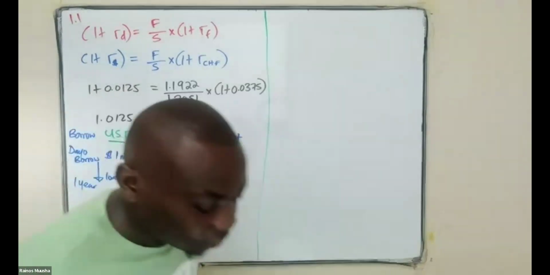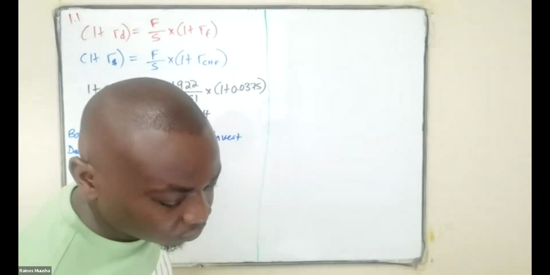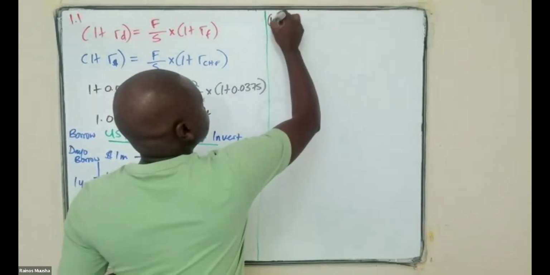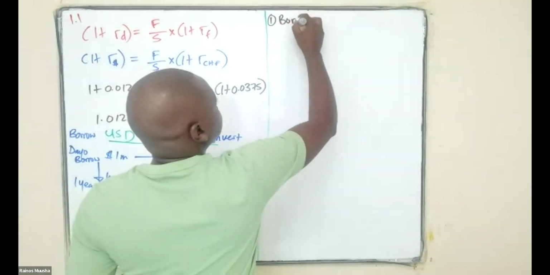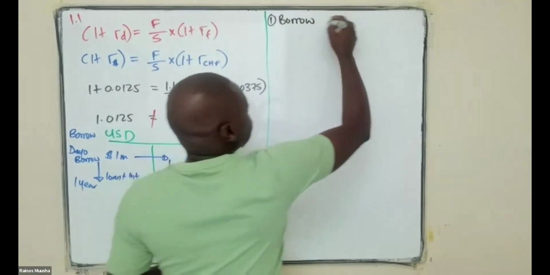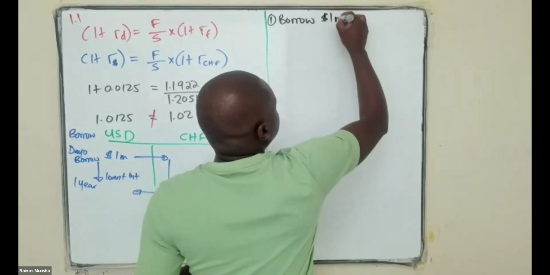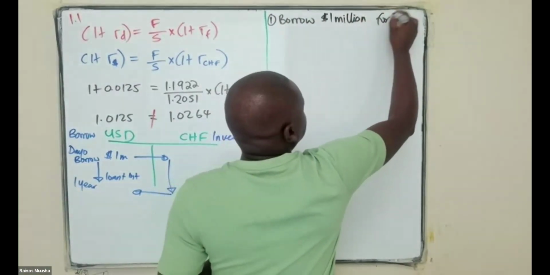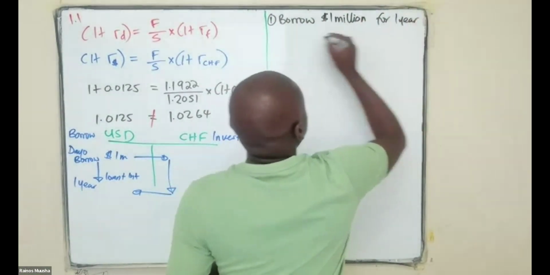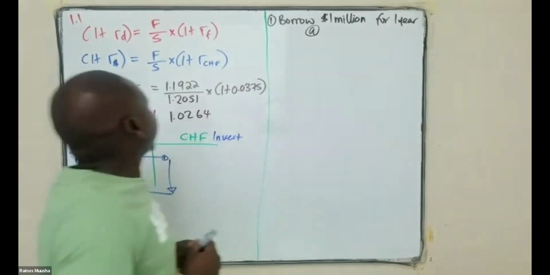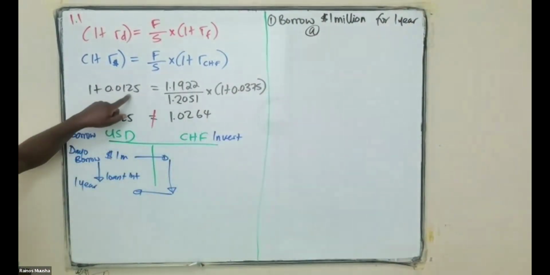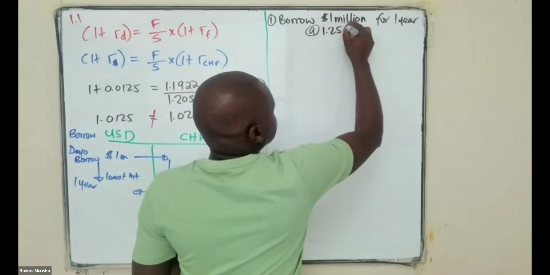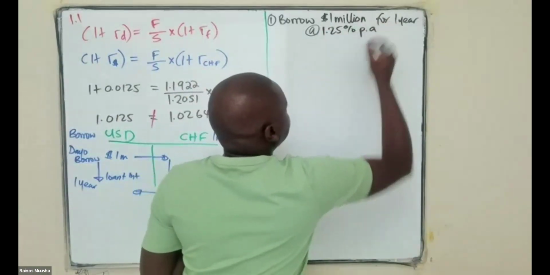So on the steps to take, on step number 1, we're going to borrow 1 million US dollars for 1 year. Remember, the interest in US dollars is 1.25%, isn't it? So we're going to borrow at 1.25% per annum. That's the first step.